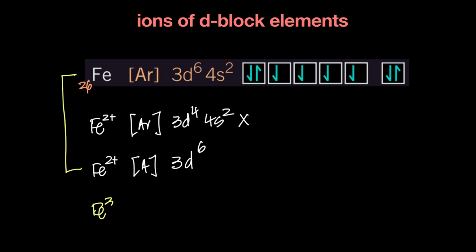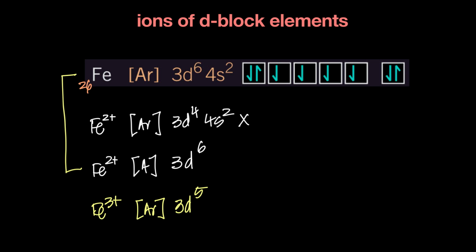Now, if you wanted to make Fe3+, you'd have to first lose the 2 from 4s and then 1 from 3d. So Fe3+ would be 3d5. And this is stuff done before at AS. I'm just repeating it here, making sure that you all remember this, because this is stuff needed, and you are asked about the configuration of d block ions.